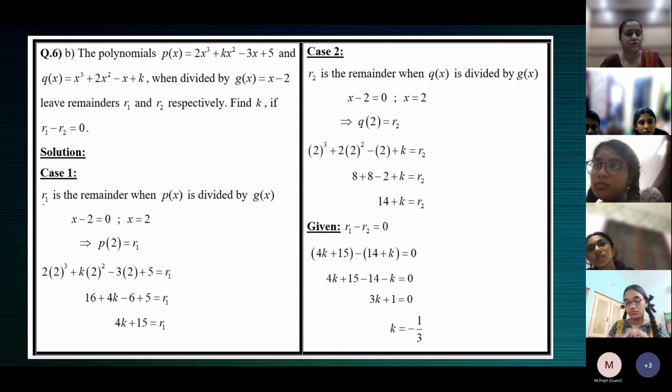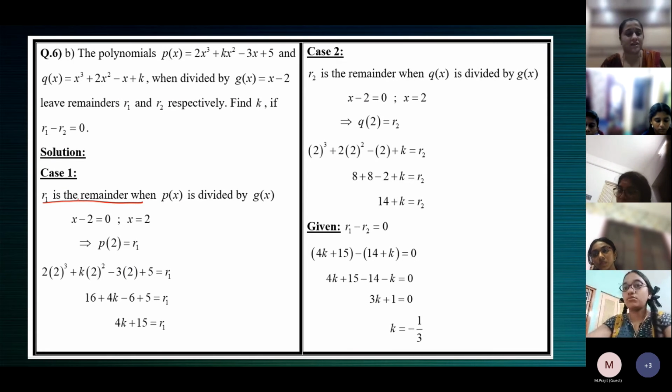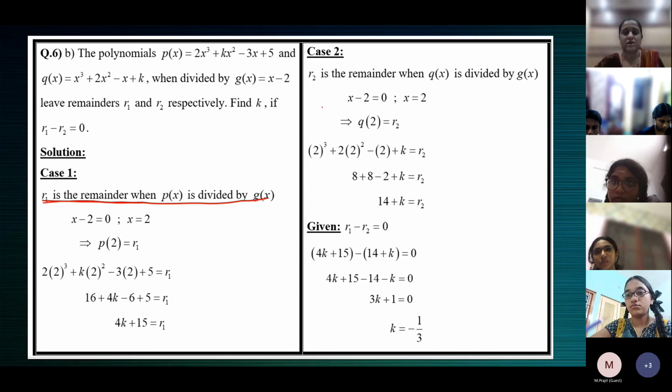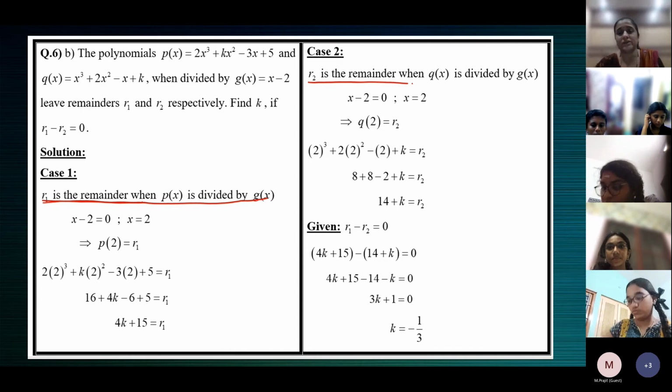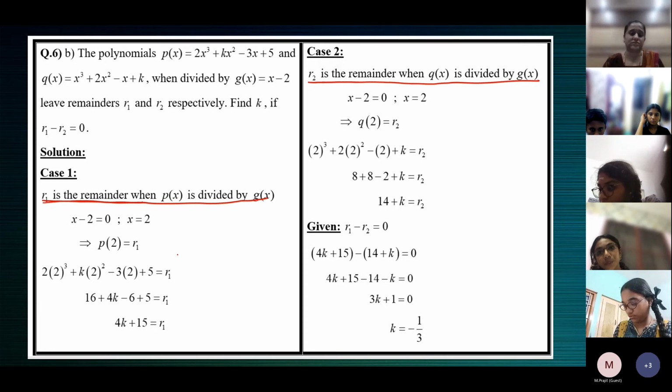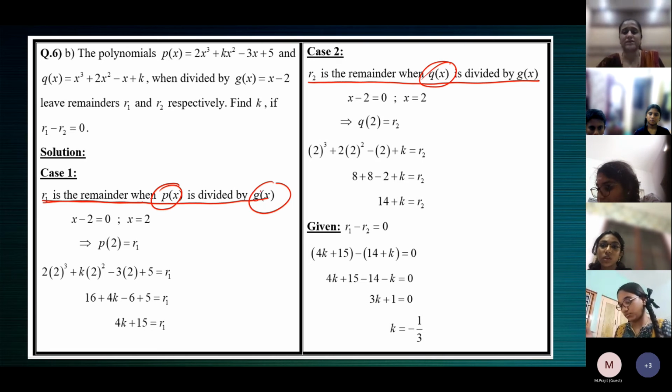See here, case 1. This is important to write. R1 is the remainder. This shows your understanding. R1 is the remainder when P of x is divided by G of x. R2 is the remainder when Q of x is divided by G of x. Both are divided by G of x only. Here the dividend is P of x. Here it is Q of x. Remainder is R1. Remainder is R2.